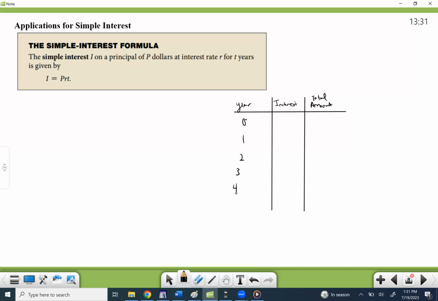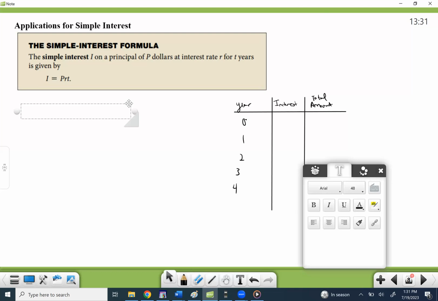I'm going to give you guys a scenario, okay? So I want you to be able to understand what simple interest is. So here's the scenario. You borrow $100. Let's keep it simple, with 20% interest. Okay, 20% simple interest.